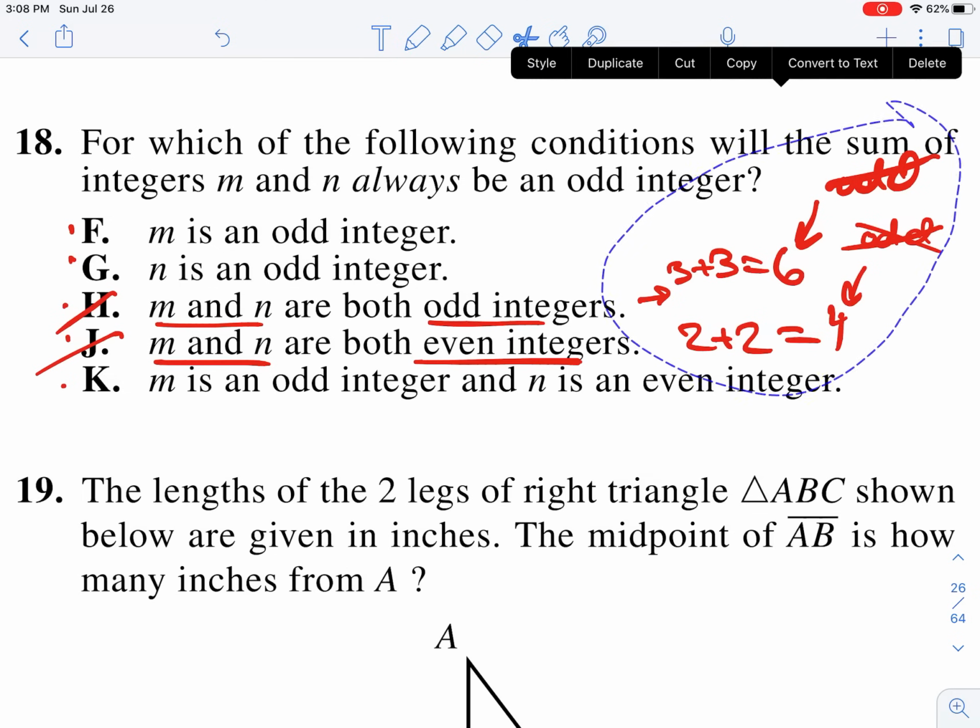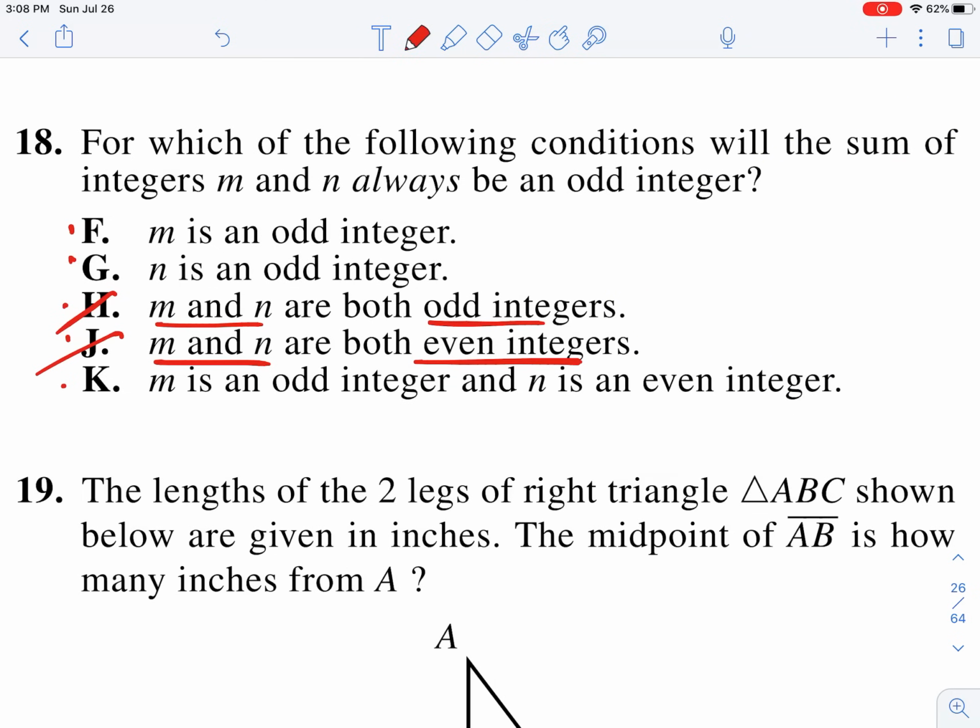Let's try f and g. So f, m is an odd integer. It doesn't matter what m is. Let's just make m equal to 3, n equal to 3. They're both odd, but it just said only m has to be odd. Now you can see that if I make both of them odd again, just like I did in the last example, you're going to get an even number. You're going to get 6 if you add those together. So that's out.